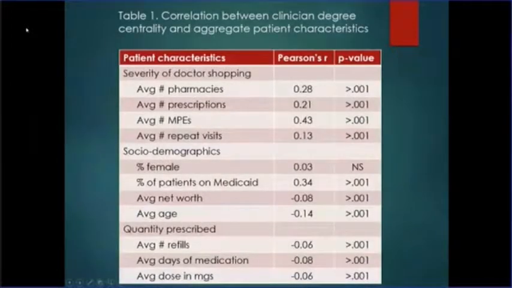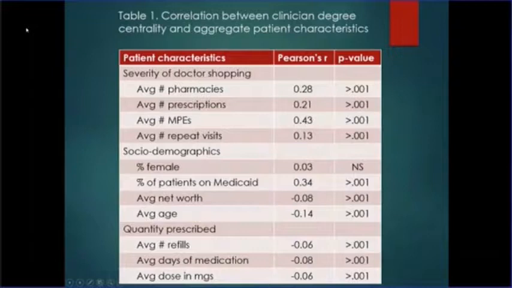So then we just did some simple correlations of clinician degree centrality and aggregate patient characteristics. And what we find is that people who are more central in this co-prescribing network have patients who, on average, are more severe in terms of their degree of doctor shopping. So those patients, on average, of physicians that are higher in degree centrality visit more different pharmacies. They have a larger number of prescriptions on average, more multiple provider episodes, which means more overlap in the amount of drugs that they're being provided, and then the average number of repeat visits. So they tend to go see the same physicians if those physicians are more central in the network.